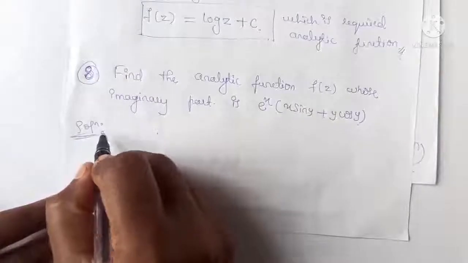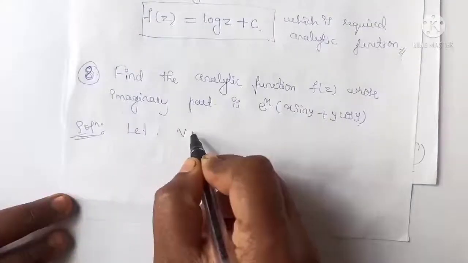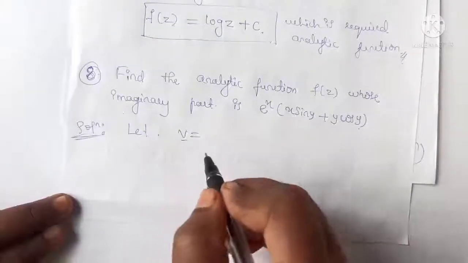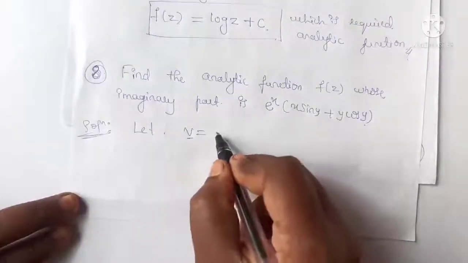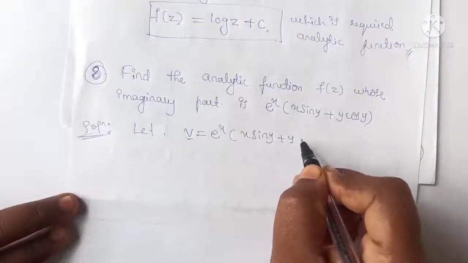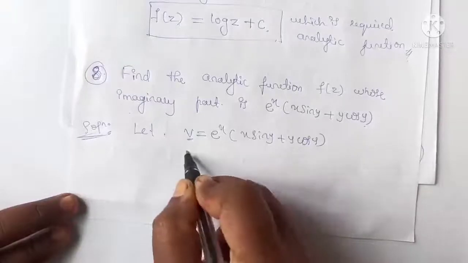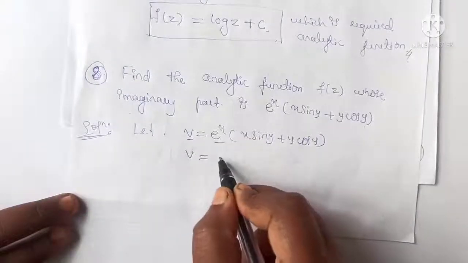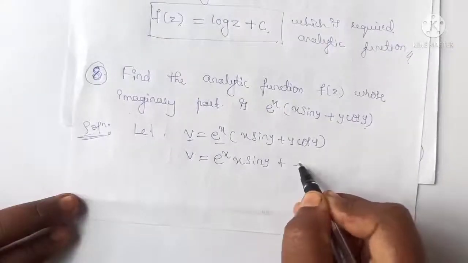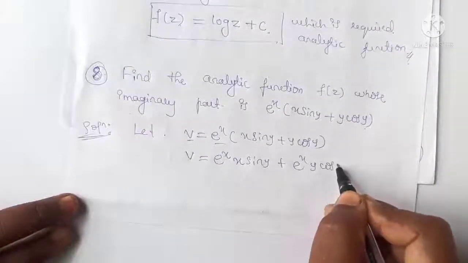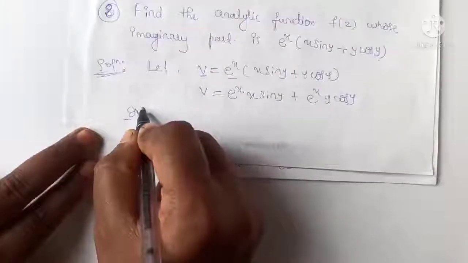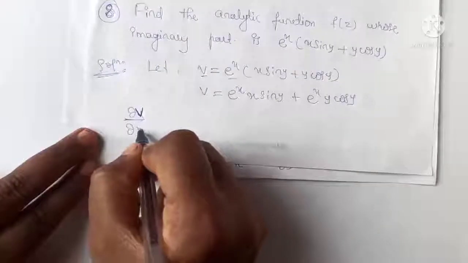So see here, first we write the given function, that is v is equal to, since the imaginary part is given, we take v is equal to e^x (x sin y + y cos y). So multiply this e^x with this bracket, we get e^x x sin y plus e^x y cos y, okay. Now differentiating, it is ∂v/∂x now.